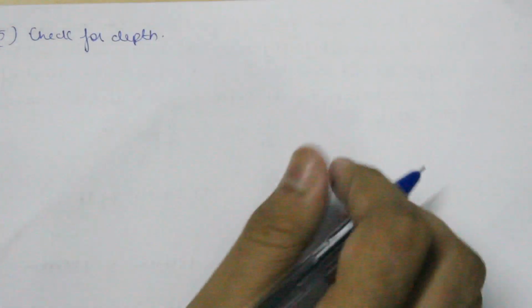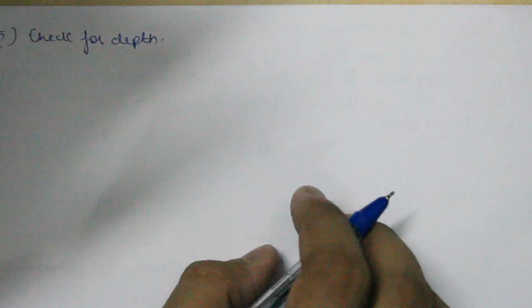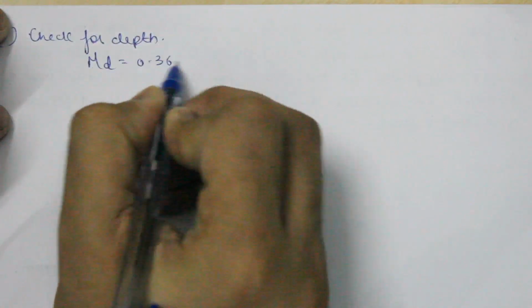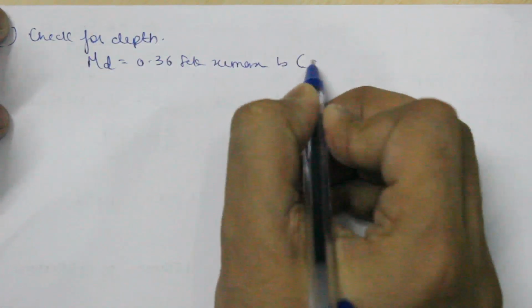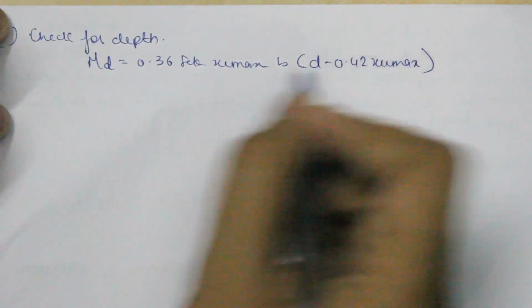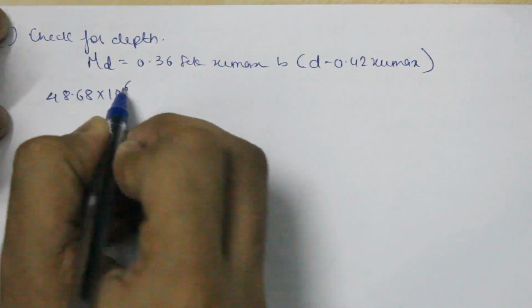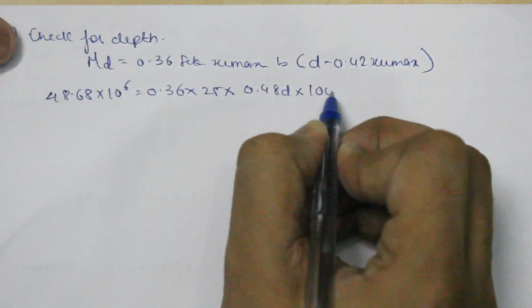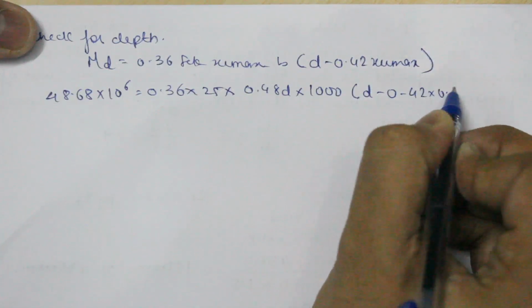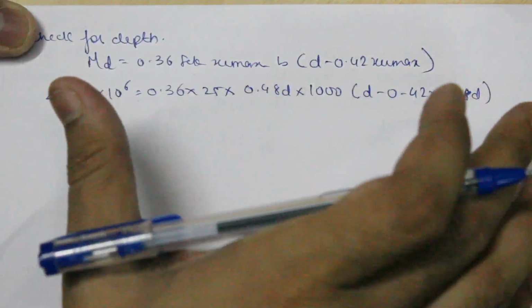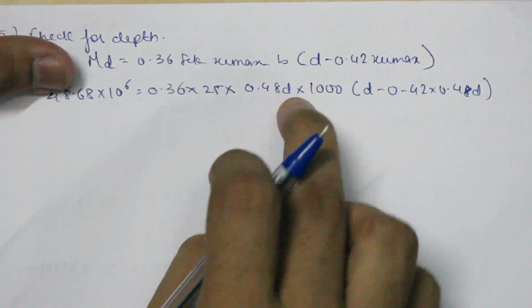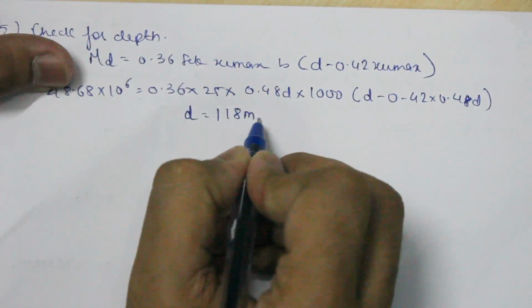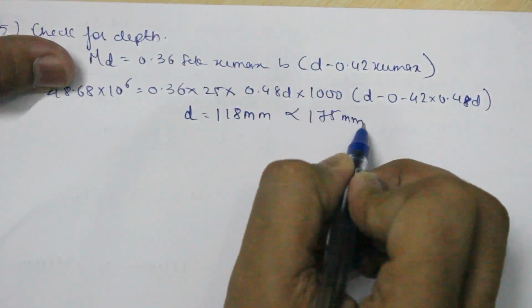Once you get the moment, you have to check for depth. So the fifth step is check for depth using the moment which you got in the previous step. So Md is equal to 0.36 fck xu max b into d minus 0.42 xu max, that is 48.68. I'll write all of this down. 25 is the grade of the concrete, 0.48 d for Fe415 steel into 1000 into d minus 0.42 into 0.48 d. So everything is in here, only the value of d is unknown. So if you solve for d on the calculator, you'll get d as 118 mm, which is clearly less than 175 mm. So this is okay.